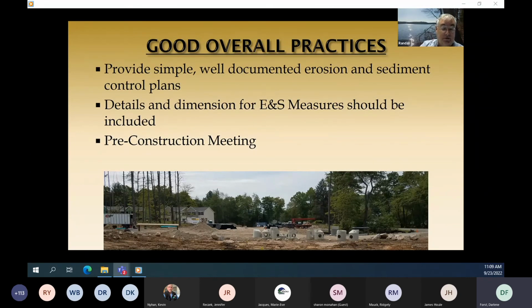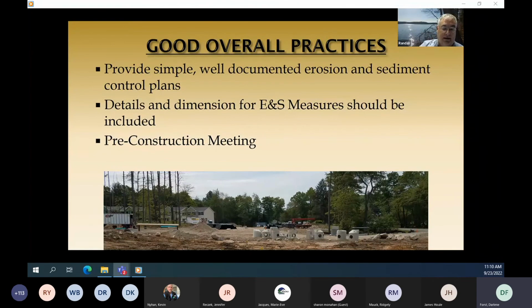Pre-construction meetings are a critical part of any construction project. The engineer and the contractor may be getting together for the first time with the owner to talk about the project, and it's a perfect time to sit down and pull out the permits, whatever permits were issued, and talk about what the conditions of those permits are.